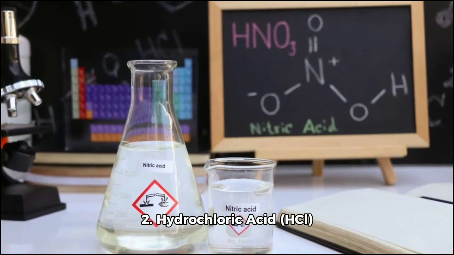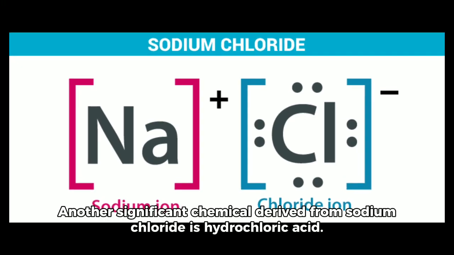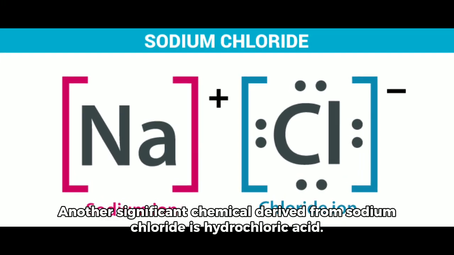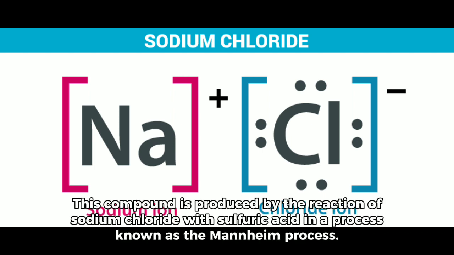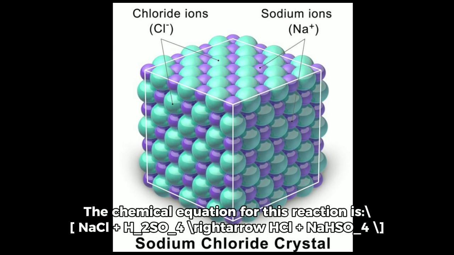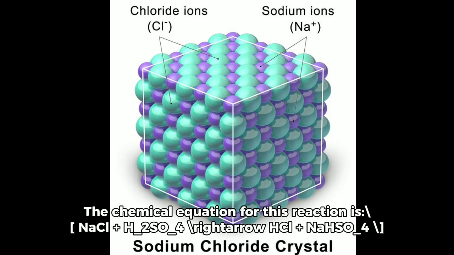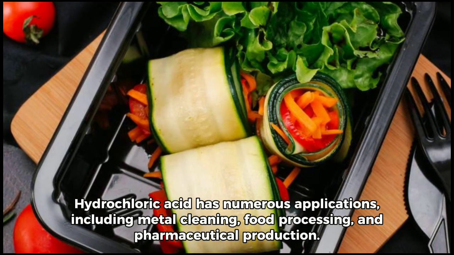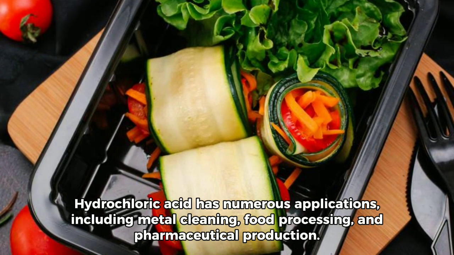2. Hydrochloric acid, HCl. Another significant chemical derived from sodium chloride is hydrochloric acid. This compound is produced by the reaction of sodium chloride with sulfuric acid in a process known as the Mannheim process. The chemical equation for this reaction is NaCl + H_2SO_4 → HCl + NaHSO_4. Hydrochloric acid is used in various industries, including metallurgy, food processing, and pharmaceuticals.